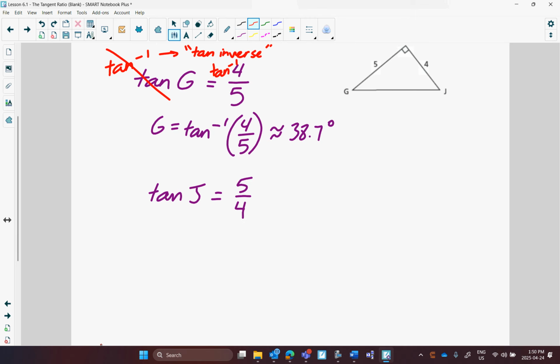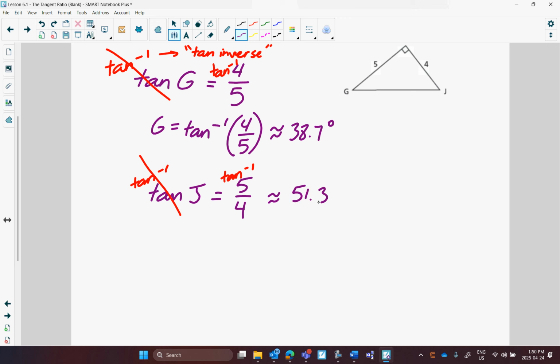Okay, I got to get G by itself. We're going to get rid of 10. How do I get rid of 10? Tan inverse. Whatever you do to one side of an equation, you got to do the exact same thing to the other side. So you do the tan inverse of 5/4, round your answer to 1 decimal place, and I'm thinking you're going to get 51. Whoa, hey, 51.3.